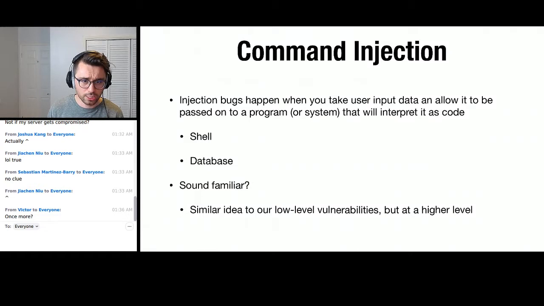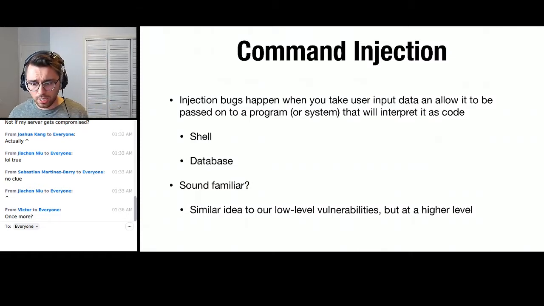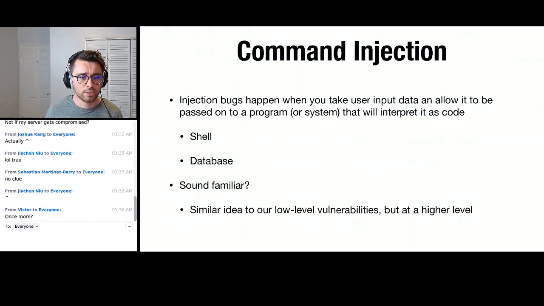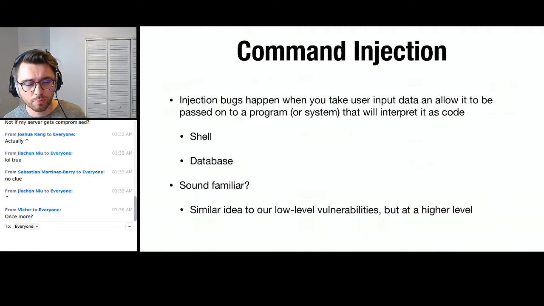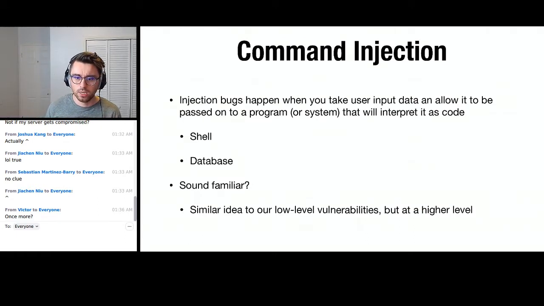So this happens in shells, it happens in databases, and we've seen this before, just at a different layer, right? We've seen this with our low-level buffer overflows that basically turn data into code when this data is not properly handled. So we're seeing the same thing again, where data is turning into code, but we're going to see it at a higher abstraction level.